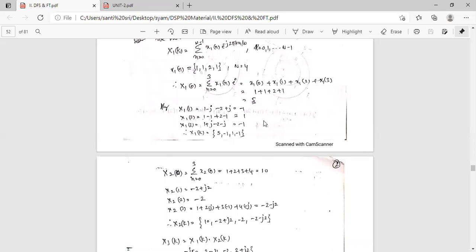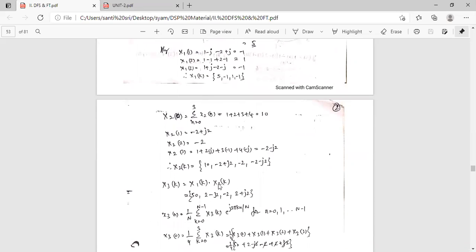So finally, x2 of k is 10, minus 2 plus j2, minus 2, and minus 2 minus j2. Now simply multiply these two, x1 of k and x2 of k. This x1 of k is nothing but x of k, and this x2 of k is nothing but h of k, right? By multiplying these values, we will get x3 of k: 10 into 5 is 50, minus 1 into minus 2 plus j2 gives 2 minus j2, then 1 into minus 2 is minus 2, and minus 1 into minus 2 minus j2 is 2 plus j2, right?